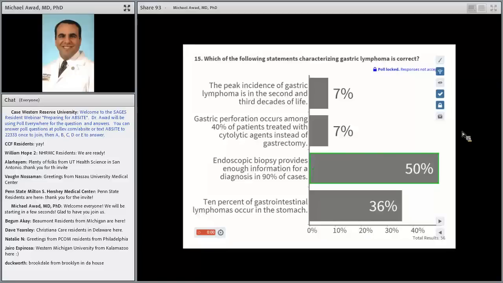And the gastric perforation rate is actually not very high. It's approximately 5%. It makes B incorrect.